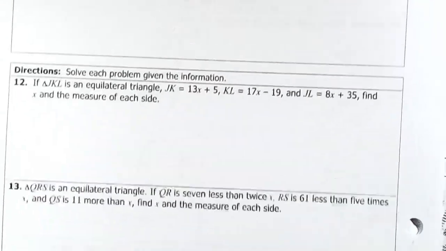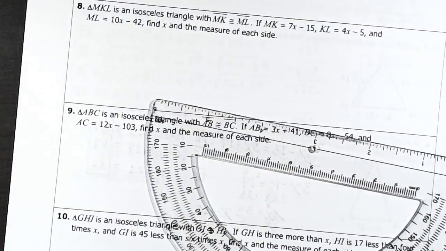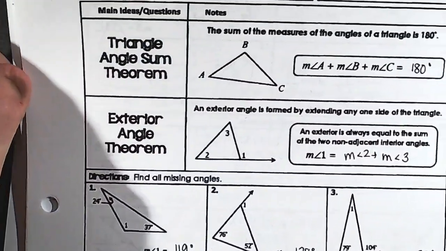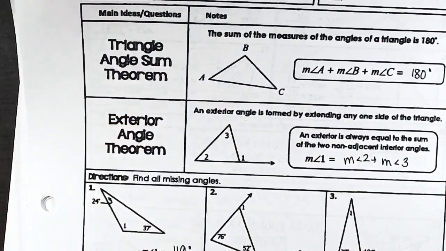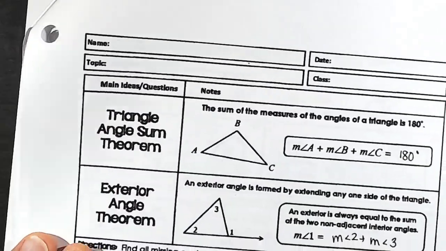Okay? So tomorrow we will continue the discussion of congruent triangles by getting into the triangle angle sum theorem and the exterior angle theorem. So more shapes coming up. Really appreciate your attention today.